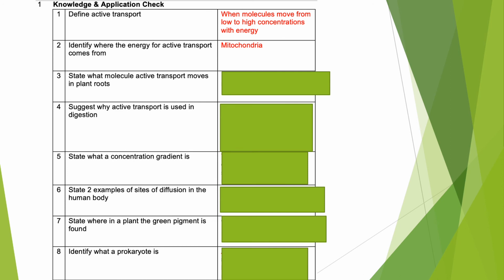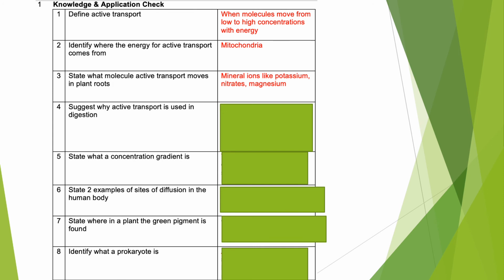All right. Number three, state what molecule active transport moves in plant roots. So this is those mineral ions that we find in the soil. And you can give examples as well: potassium, nitrates, and magnesium. Those are some examples of minerals that plants need in order to grow.